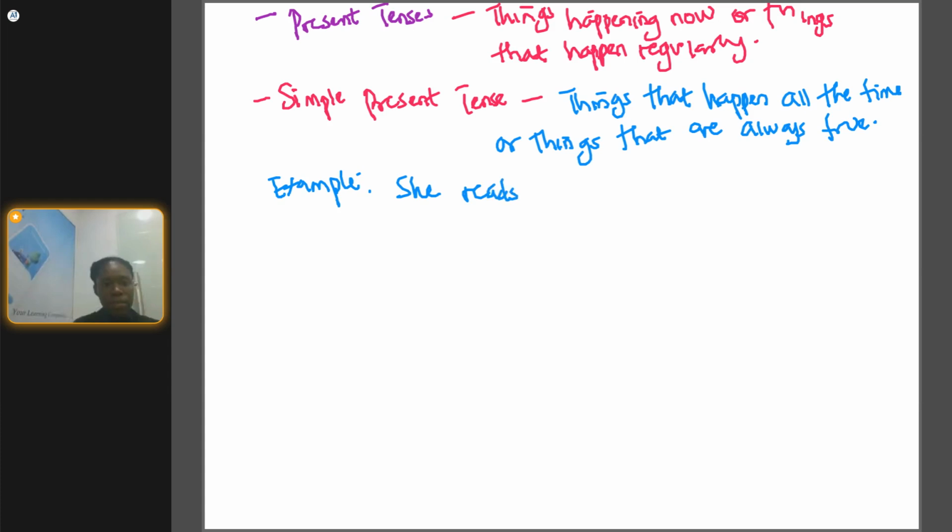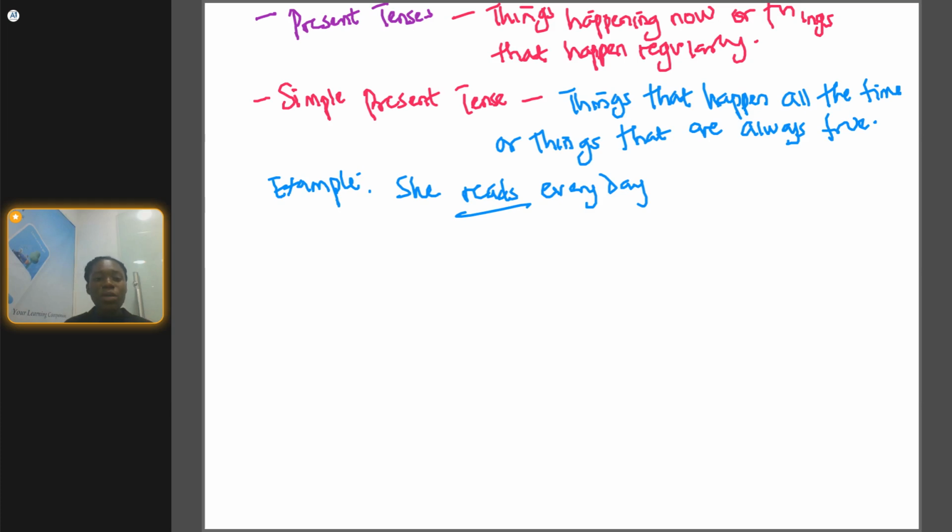She reads every day. Now, reads is our tense. Of course, when we are talking about tense, it means we are dealing with verbs, because verbs are action words, words that show action, words that show what we do basically. So when you're talking about tenses, you're basically talking about verbs. Your verbs in your sentences show your tenses. They show whether the tense is in the present or in the past or in the future.